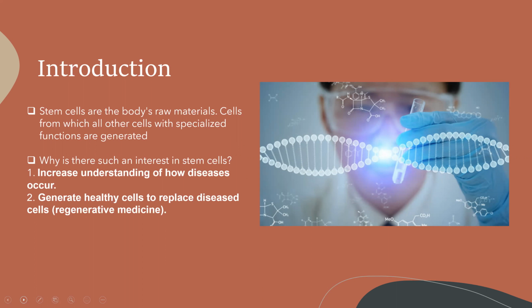They can be used to increase understanding of how diseases occur by watching stem cells mature into cells in the bones, heart, nerves. This has given researchers and doctors the ability to understand how diseases and conditions develop. Also, they can be used to generate healthy cells to replace diseased cells, such as in regenerative medicine. Stem cells can be guided into becoming specific cells that can be used to regenerate and repair diseased or damaged tissues in people.